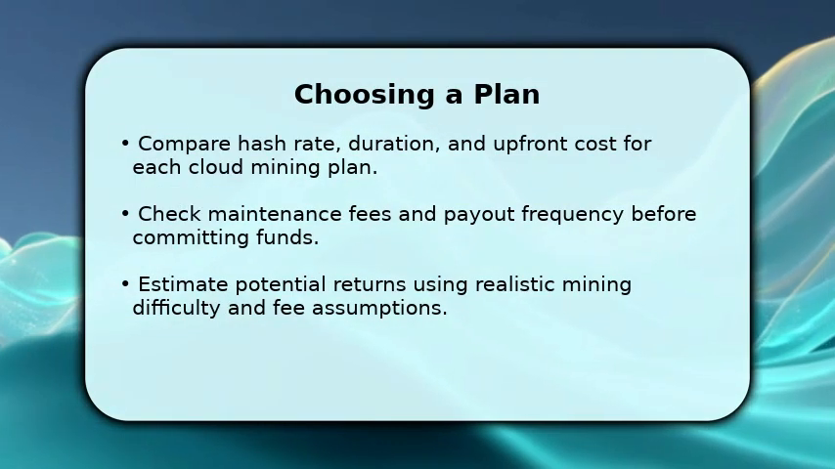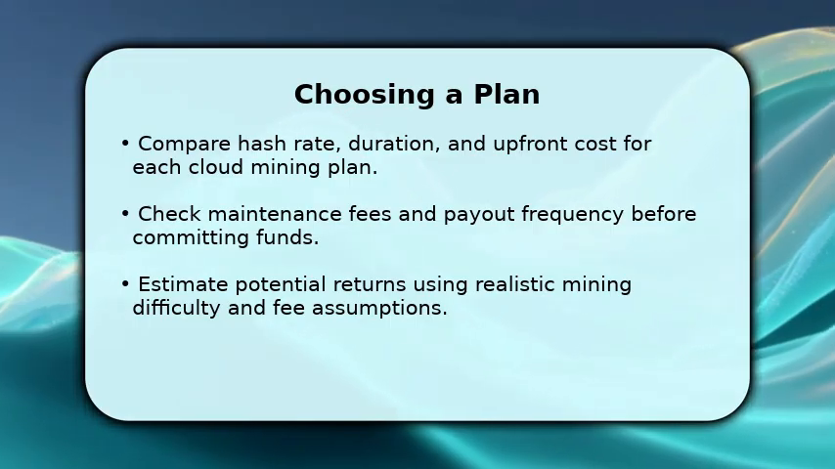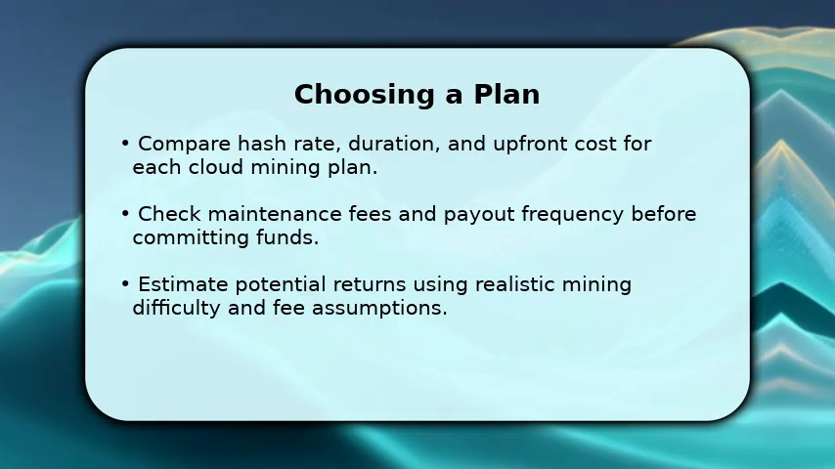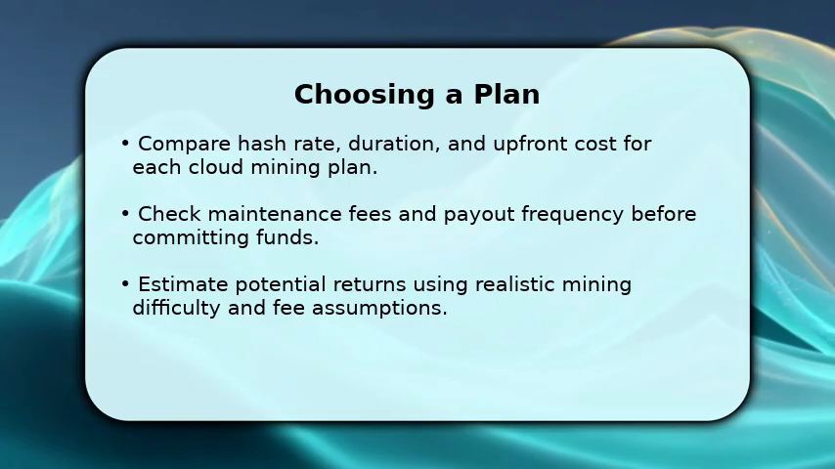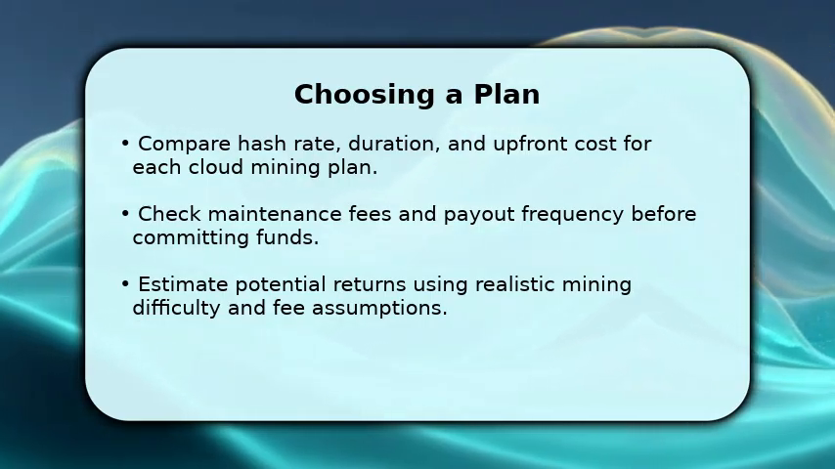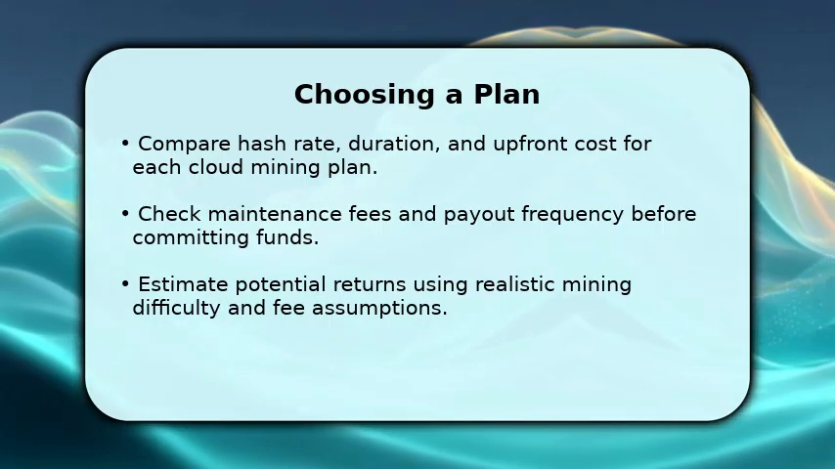When choosing a plan, start by comparing hash rate, contract length, and upfront cost to find a balance between risk and reward. Look closely at maintenance fees and how often payouts occur, since fees reduce net profit. Use a conservative estimate for mining difficulty trends and calculate realistic returns rather than optimistic projections.